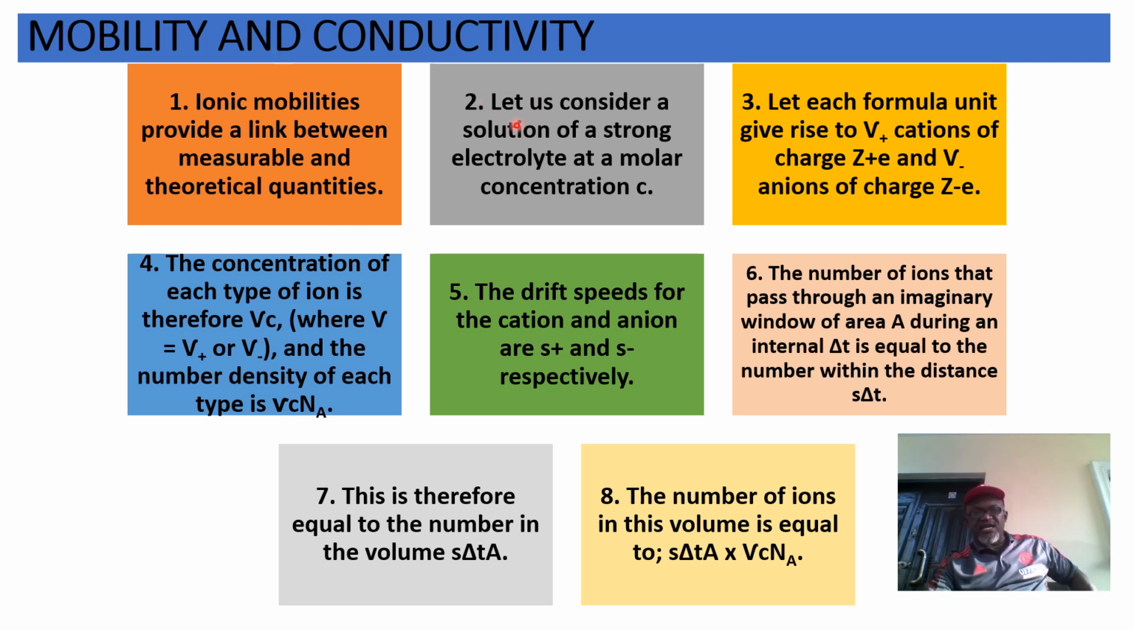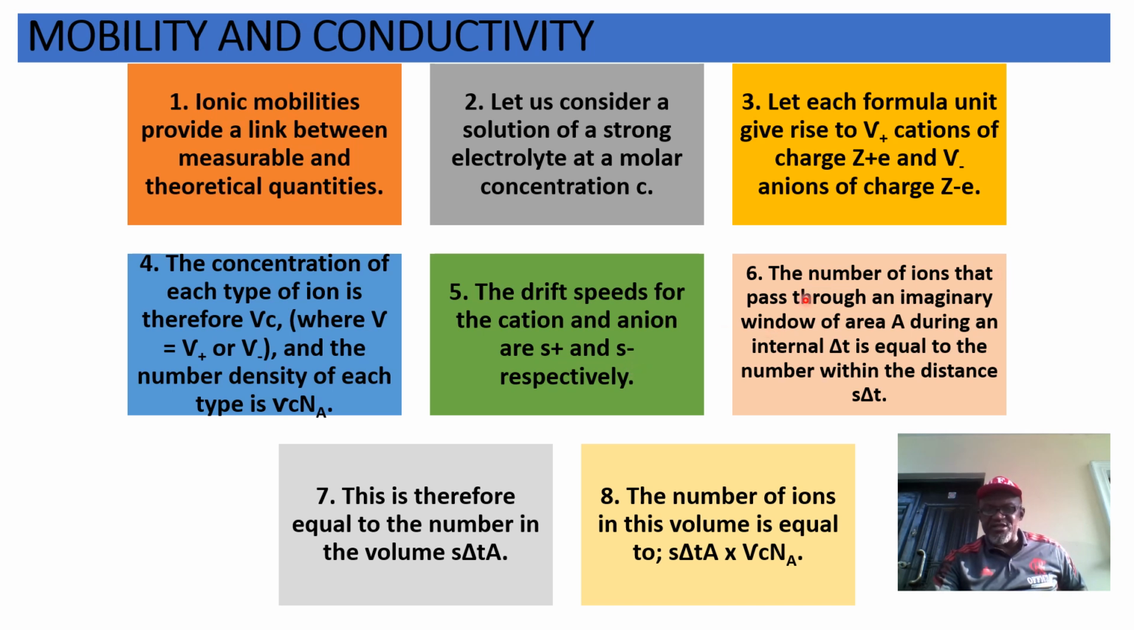So we did an analogy here. When we consider a solution of strong electrolyte of molar concentration c, the ions will have charge z plus e or z minus e. Of course the concentration will be νc, where ν can be ν plus or ν minus depending on the ion, and the number density will be this νc multiplied by the Avogadro number. Therefore the drift speed will be for the cation or anion, so we'll have s plus and s minus.